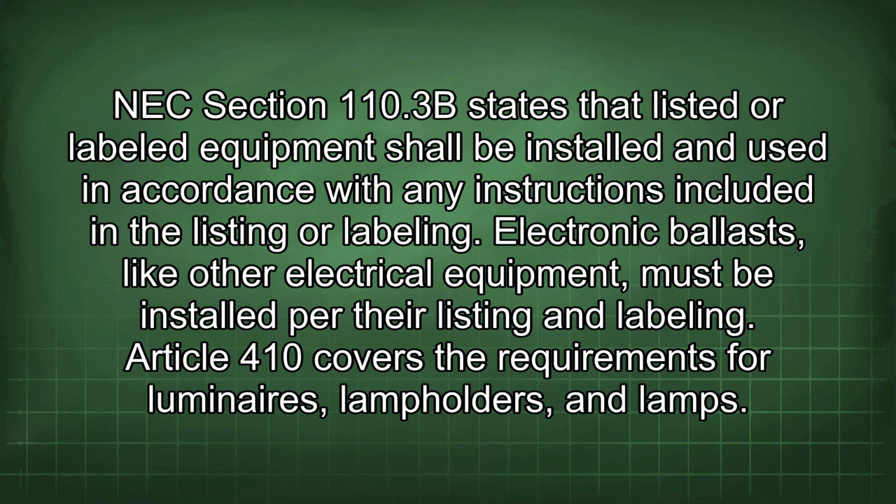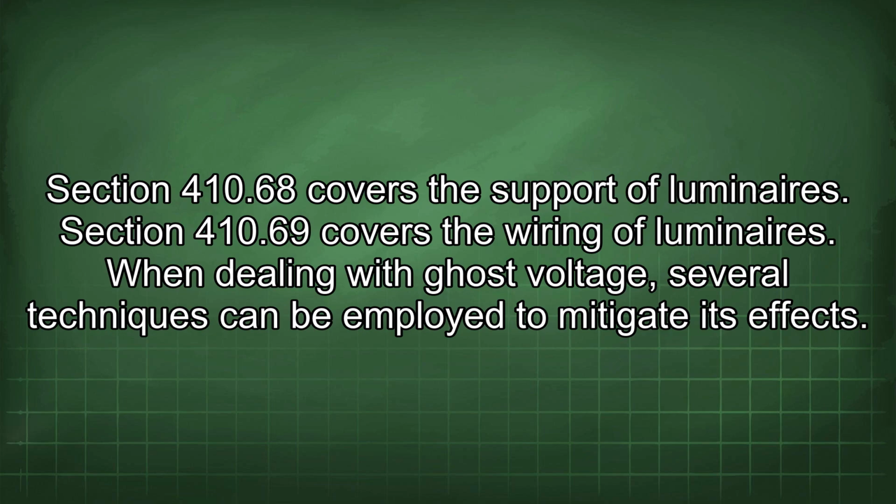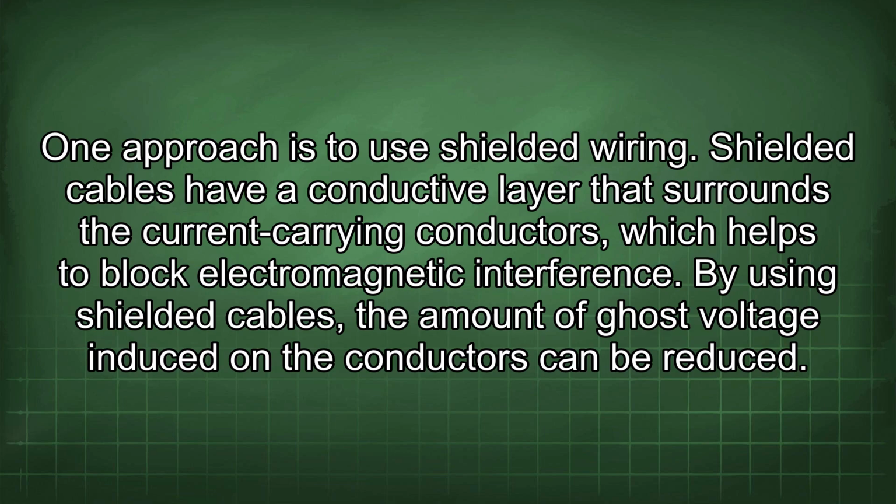Article 410 covers the requirements for luminaires, lamp holders, and lamps. Section 410.68 covers the support of luminaires. Section 410.69 covers the wiring of luminaires. When dealing with ghost voltage, several techniques can be employed to mitigate its effects. One approach is to use shielded wiring.